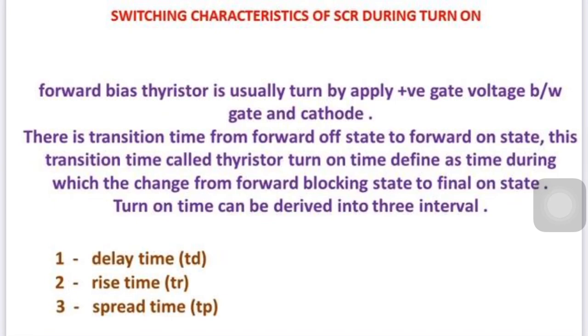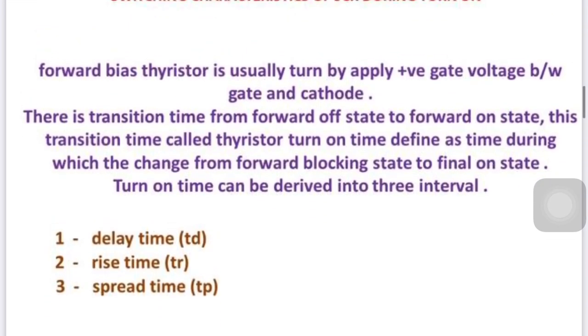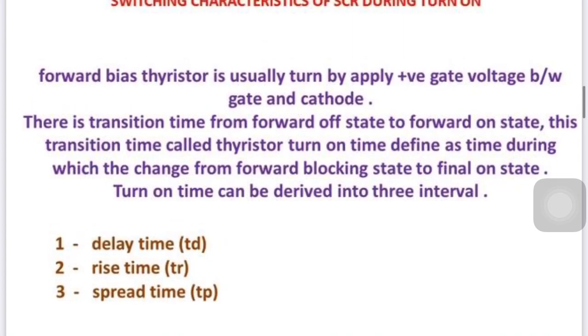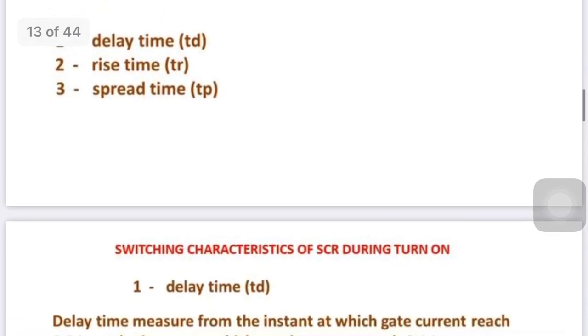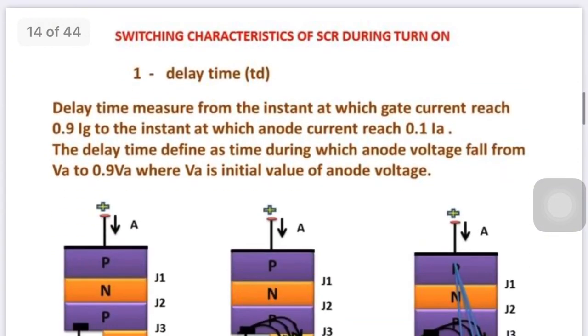So, these three are the transition times from the forward off state to the forward on state. This transition is called the thyristor turn on process, defined as the time duration in which it changes from the forward blocking state to the final on state. This turn on time is divided into three sections: the delay time, indicated by TD, the rise time, indicated by TR, and the spread time, indicated by TB.